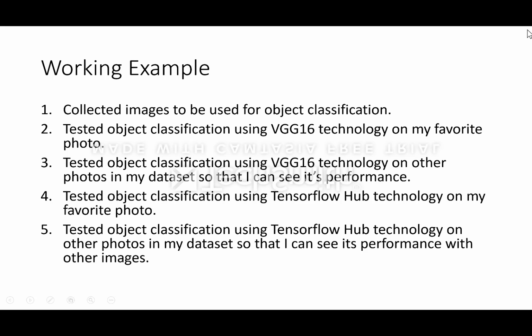Working example. 1. Collected images to be used for object classification. 2. Tested object classification using VGG16 technology on my favorite photo. 3. Tested object classification using VGG16 technology on other photos in my dataset so that I can see its performance.